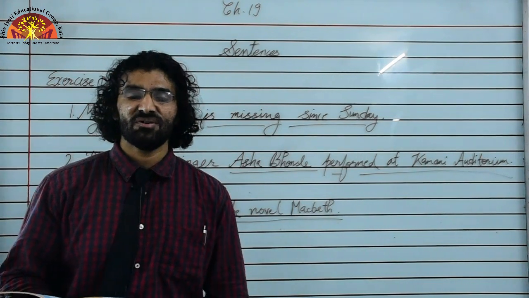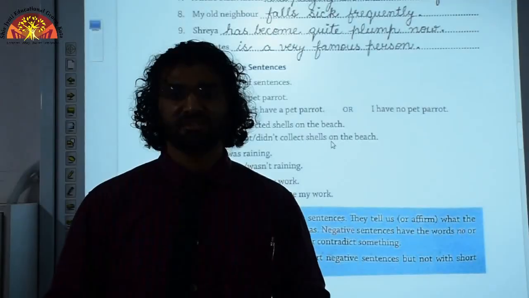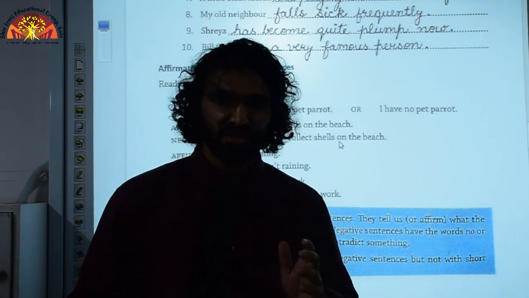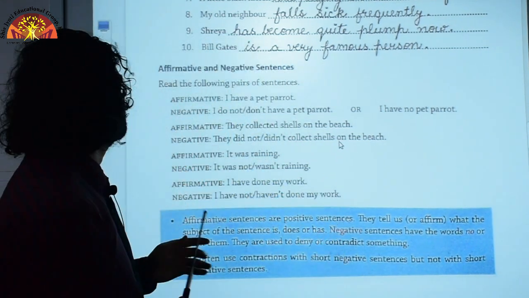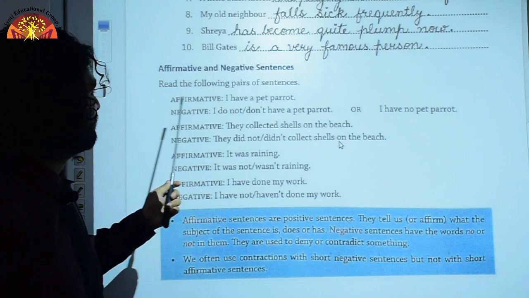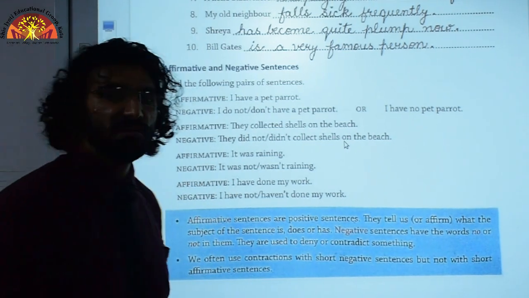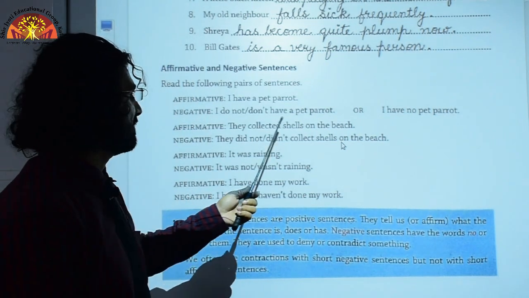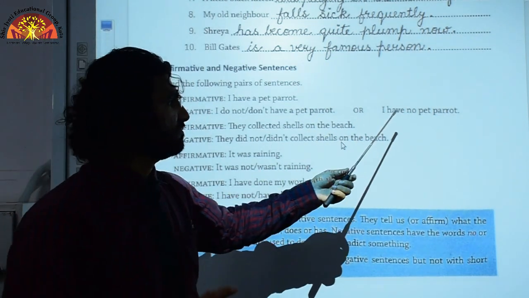Now we will talk about exercise number E. But before we begin with exercise E, we are going to throw some light on affirmative and negative sentences. Read the following pairs of sentences. I have a pet parrot. I do not have a pet parrot, or I have no pet parrot.